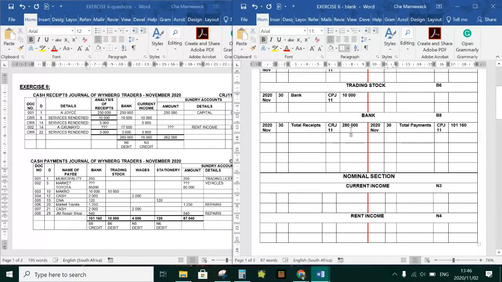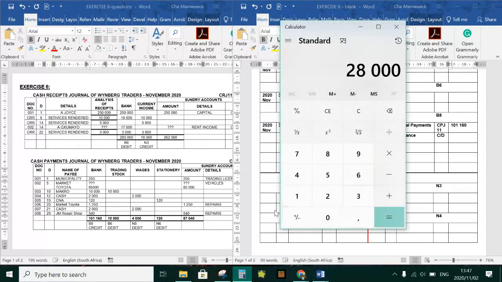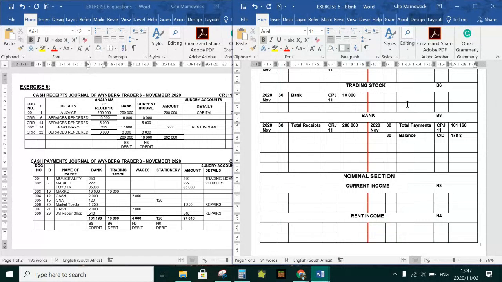When I balance bank, have a look. I've got amounts on both sides. I look for the smaller side. 101,000 is less than 280,000. So on the smaller side, on the last day of the month, write balance carried C/D, and I subtract the two amounts. So I'm going to say 280,000 minus 101,160, 178,840. Then add up both sides. So that is going to add up to 280,000. The side only has one amount, adds up to 280,000.